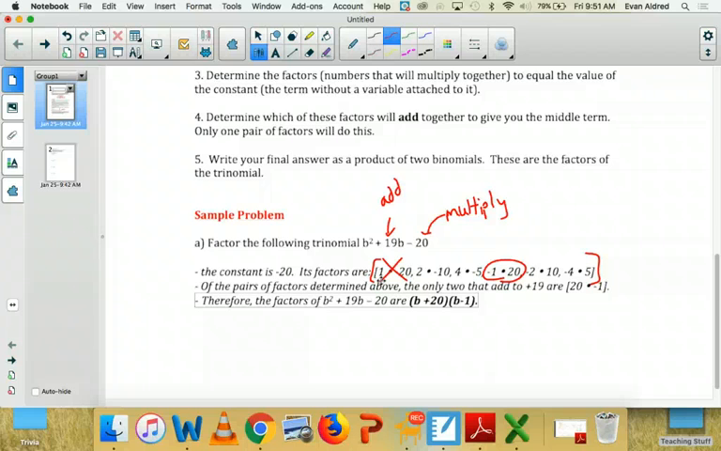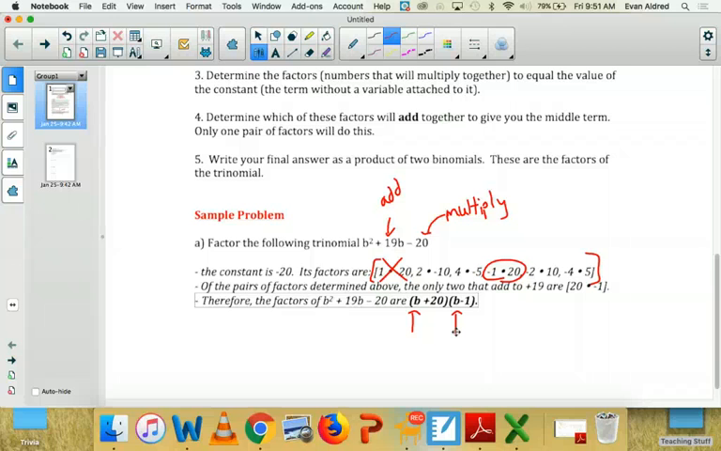So then we write our solution. We just start by listing the variable. In this case, it's b. So we open up two sets of brackets. b goes at the beginning, and then the factors go at the end: b plus 20 and b minus 1. And those are the two factors that will give us b squared plus 19b minus 20.